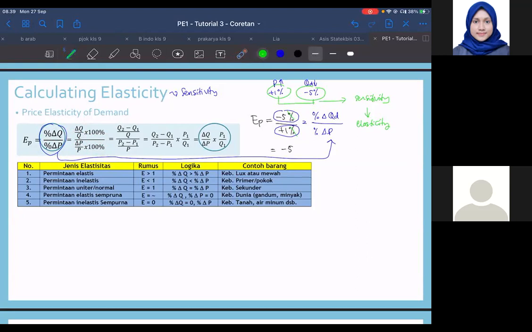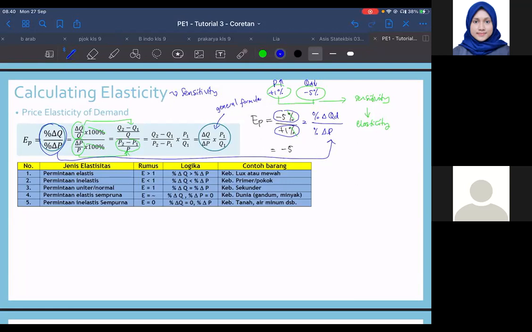Okay, we can cross out the 100%, so we only have Q2 minus Q1 per Q for this, and then P2 minus P1 per P. After calculating, we will see that the elasticity can also be calculated by delta Q per delta P times P1 per Q1. This is the general formula that is widely known and widely explained in your textbook in senior high school.